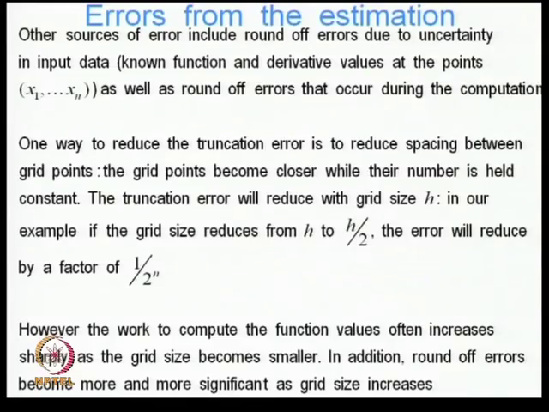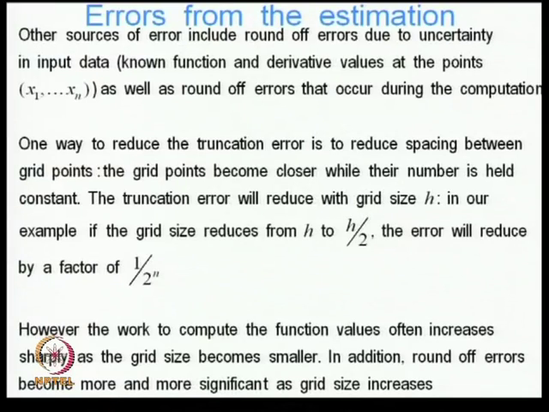Other sources of errors include round off errors due to uncertainty in the input data. For instance, I know my function values at the known grid points only up to the round off errors, not exactly. Those are errors that are inevitable.